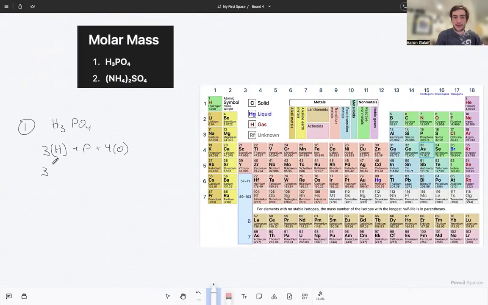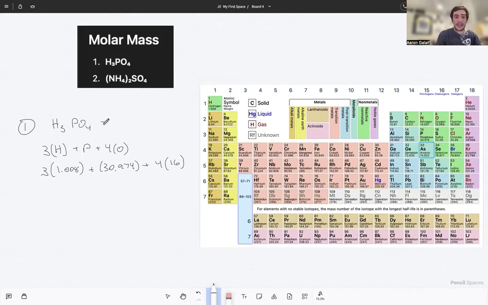I'm going to leave my 3 and we're going to find hydrogen. Replace it, 1.008. Now we're going to replace our phosphorus and use a parentheses, 30.974. Then we're going to go to oxygen. Oxygen is 15.999, which we round to 16.